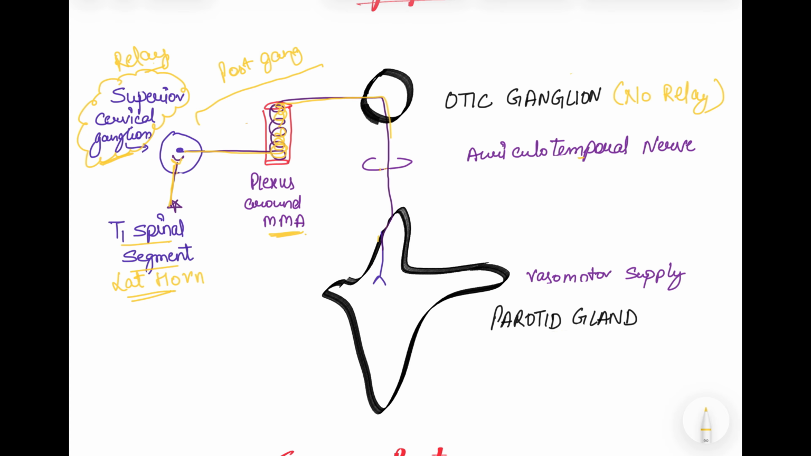So the fibers will pass through the otic ganglia without interruption, and via auriculotemporal nerve it will reach your parotid gland, supplying the blood vessels of the gland. So this is your sympathetic root of the otic ganglia.